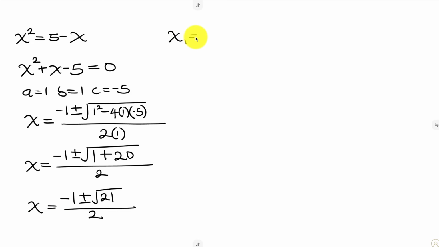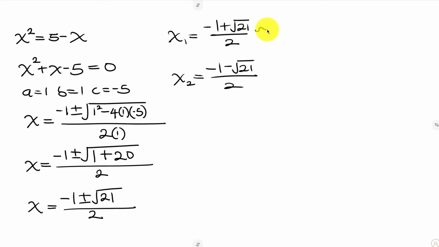The first one being negative 1 plus the square root of 21 all over 2, while the second one being negative 1 minus the square root of 21 all over 2. Well, this first answer is approximately 1.79, while the second value of x is approximately negative 2.79.